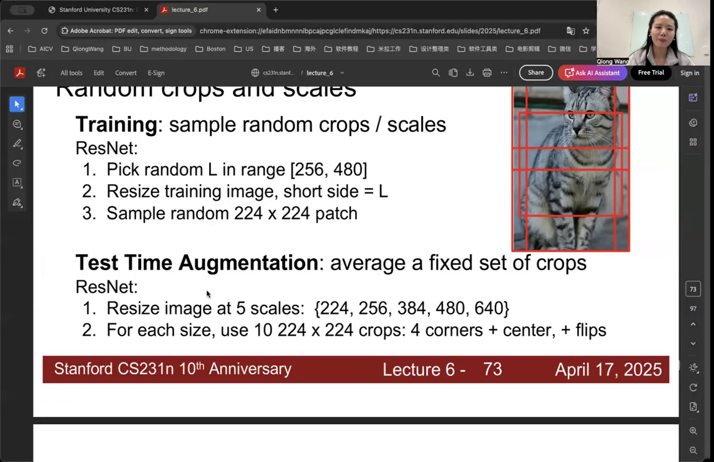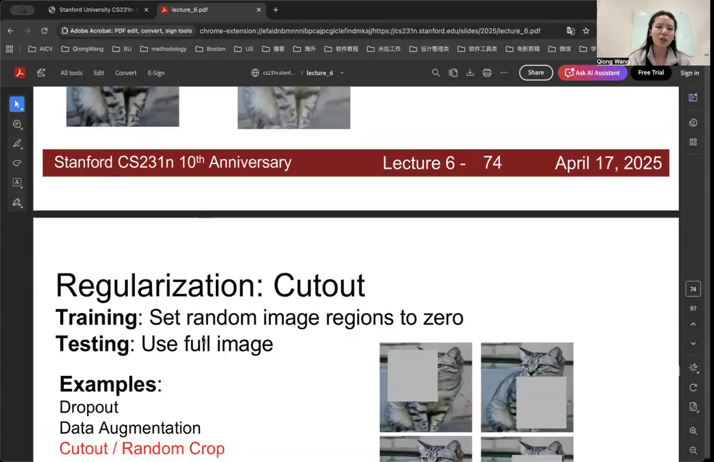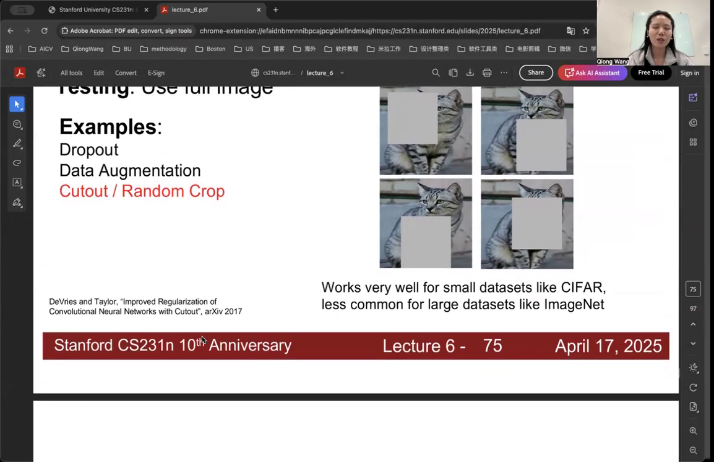and the flips. And another way is color jitter, where we generate contrast and brightness versions of the original one. And this is the cutout strategy. This means we set a random image region to 0, but during testing we use the full image.